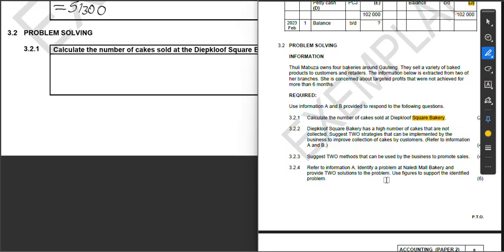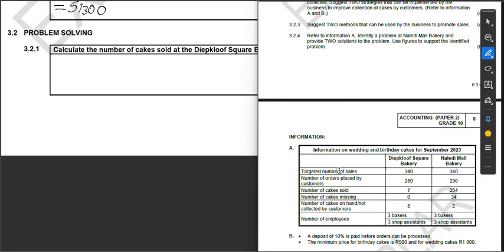Identify a problem at Naledi Mall Bakery and provide 2 solutions for the problem. Use figures to support the identified problems. So this is whereby we need to be logical and we need to think like an auditor, think outside the box, investigate the problem, find a solution, and then be able to assist the business. So let us get to it.